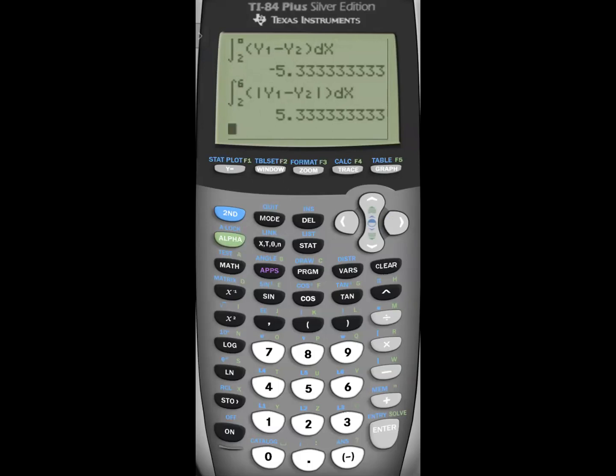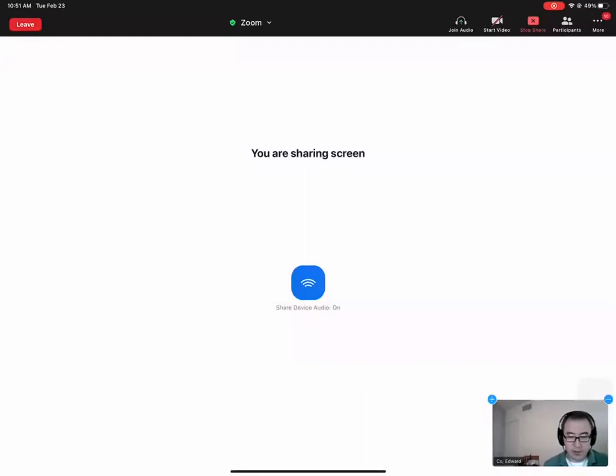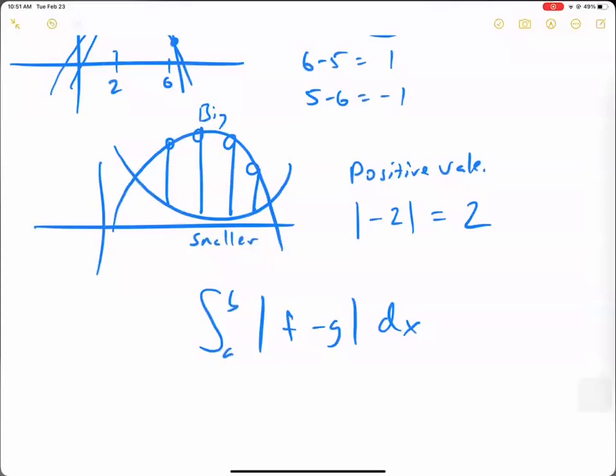Okay, so let's move on here. And we have one more scenario: what if they double cross you? So let me go ahead and share. Okay, here we go.